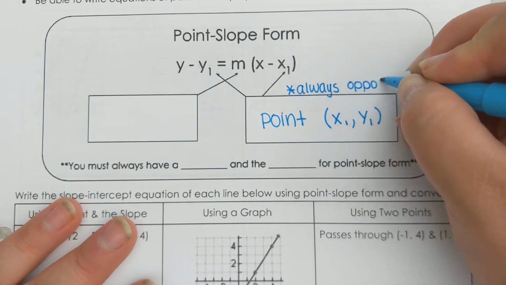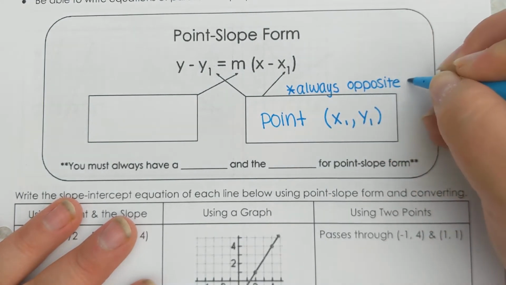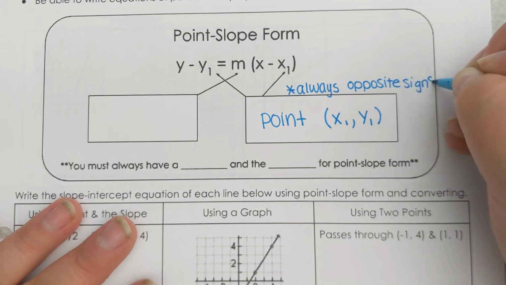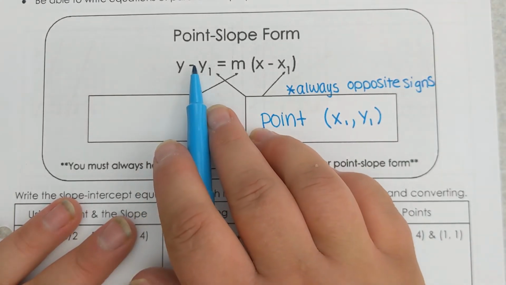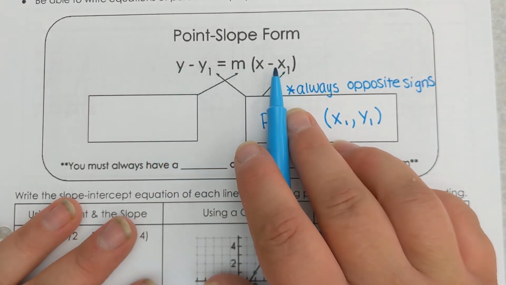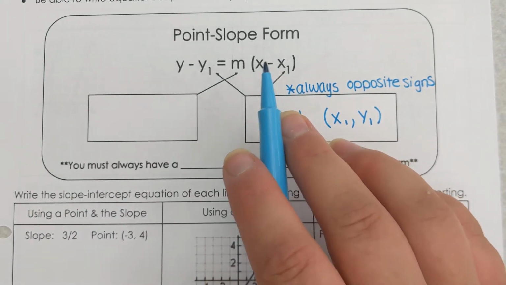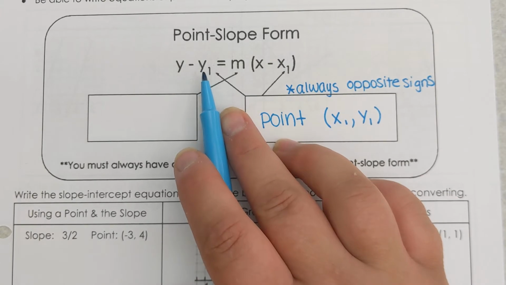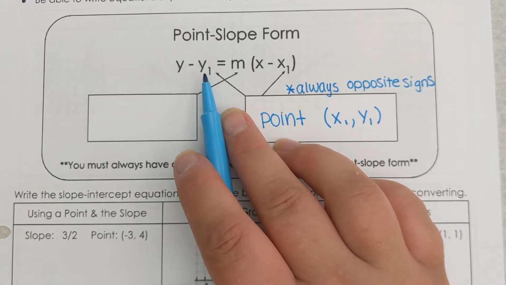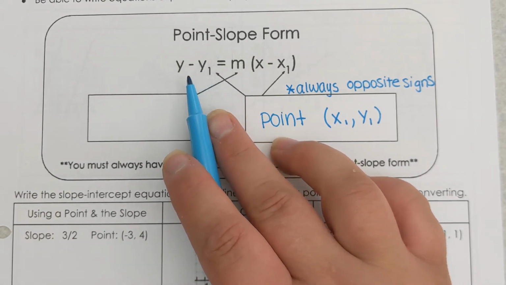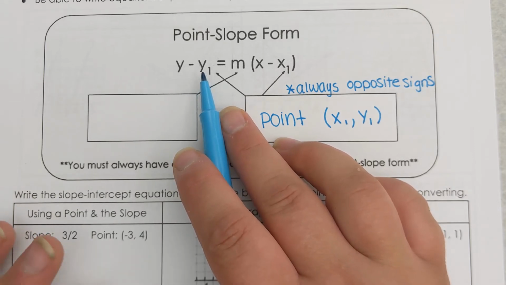And then one thing I'm going to say about the point is it is always going to have opposite signs, because this is being subtracted and this is being subtracted. So that's basically going to flip everything. So if you put a 4 in, it's going to look like a negative 4. If you put a negative 4 in, it's going to end up looking like a positive 4. Because when you subtract negative 4, it turns positive.